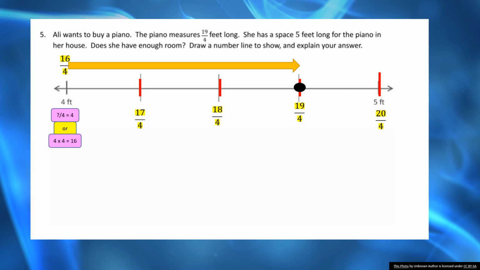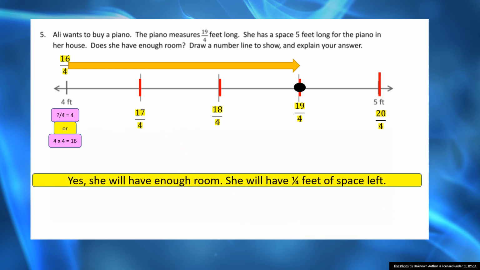Now, the question asks, does she have enough room? Yes or no? Because she has 5 feet to work with. Did she use all 5 feet? No, she didn't. So that means that yes, she will have enough room. She's actually going to have 1/4 feet of space left, because that's 1/4 left on that number line with nothing there. So yes, she will have enough room, and she will have 1/4 feet of space left.